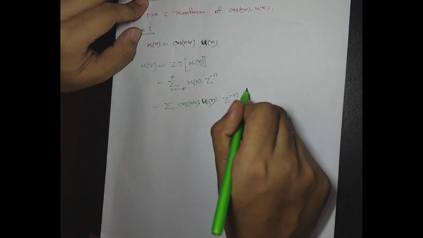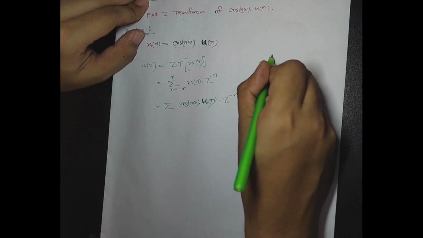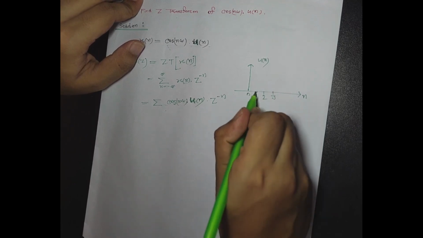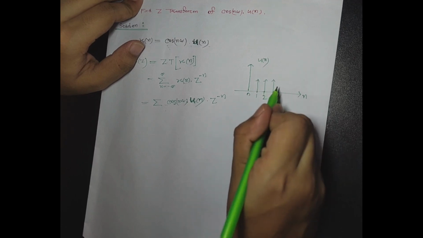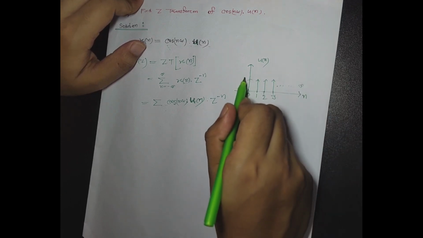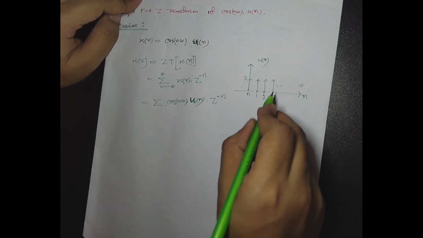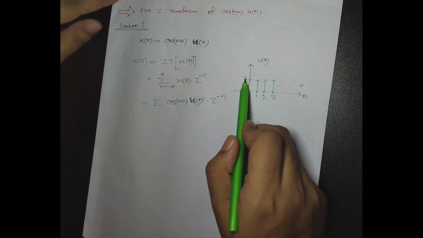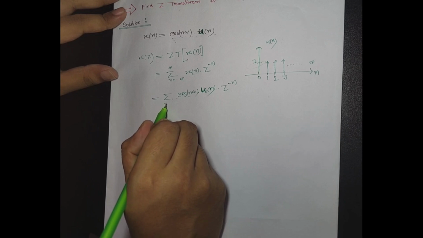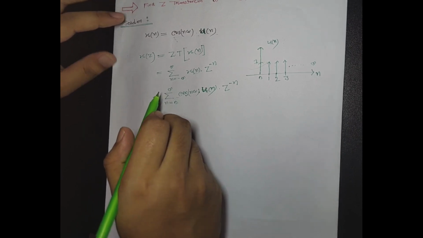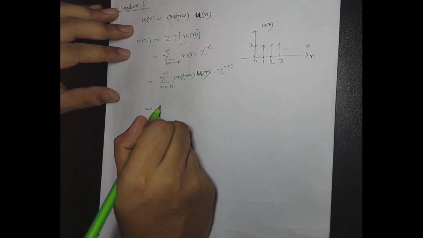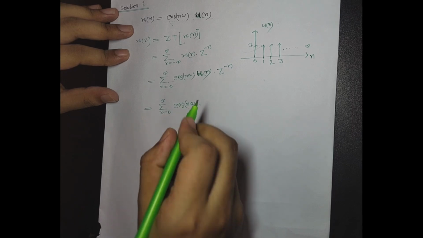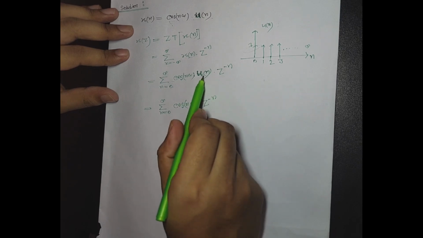And for the limit, if we draw the unit step signal, then we can see that the limit is 0 to infinity and the value of the unit step signal is always 1, so the limit is n equal to 0 to infinity, cos(nω) z to the power minus n, as u(n) equals 1.